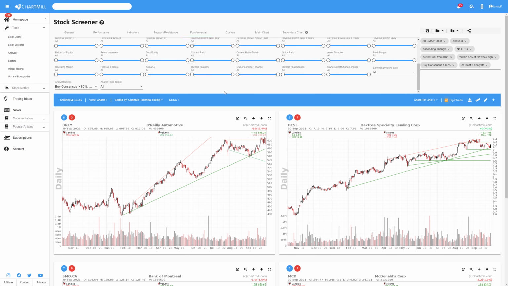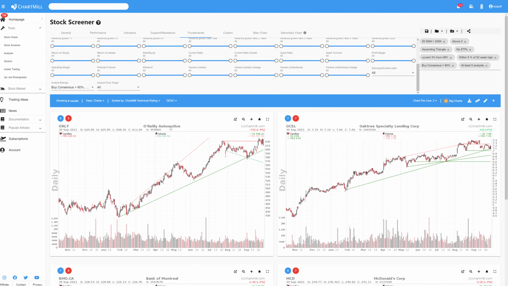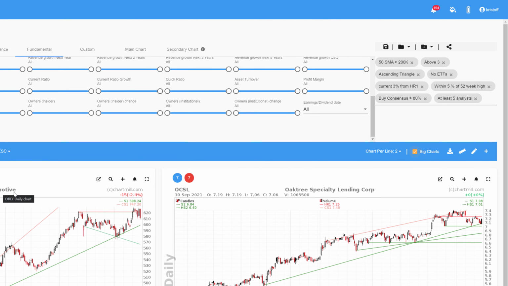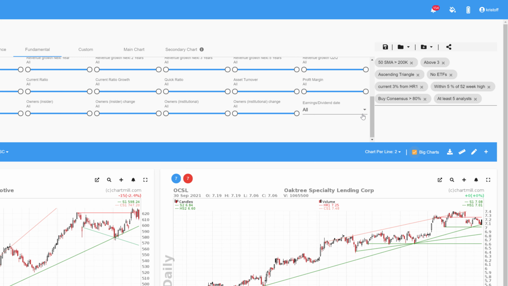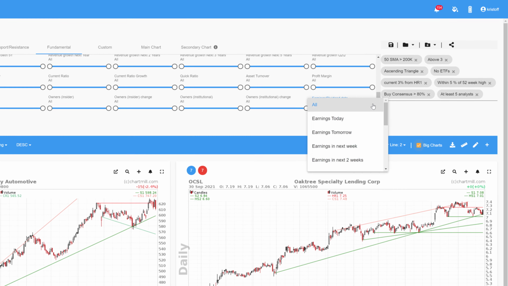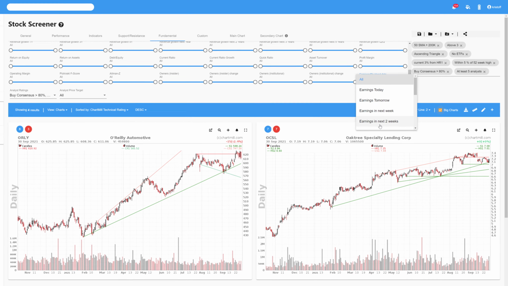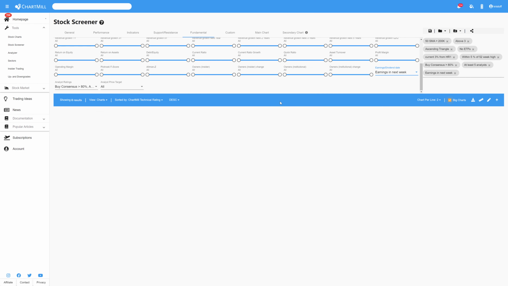One last feature that is definitely worthwhile and that I want to show you briefly is the earnings and dividend date filter. With this filter, you can quickly check whether, for example, in the course of the next few days, weeks or months, quarterly results will be announced. Very useful to avoid unpleasant surprises.